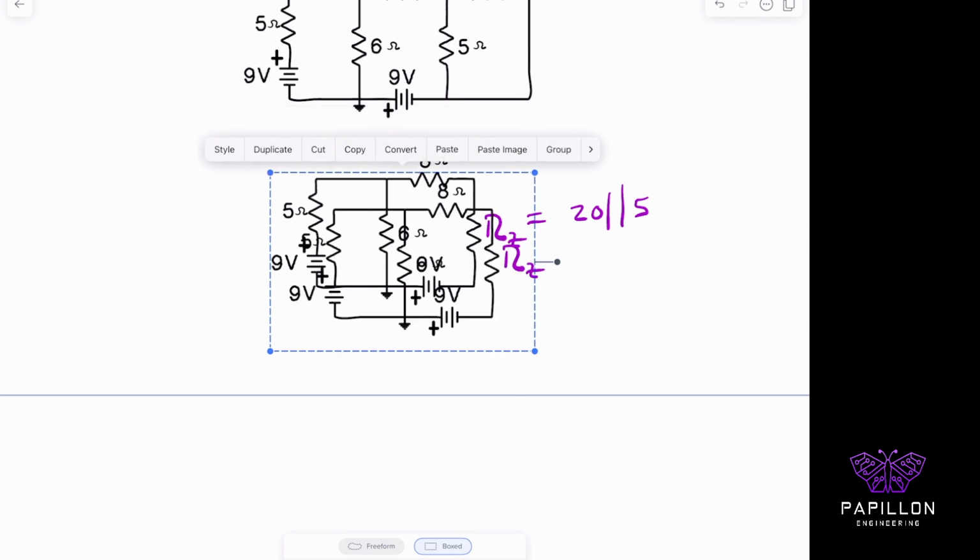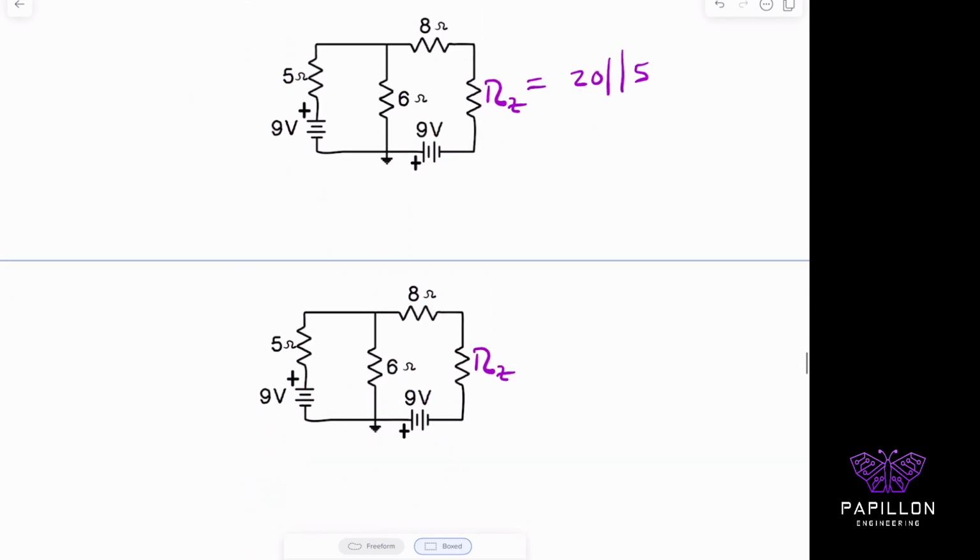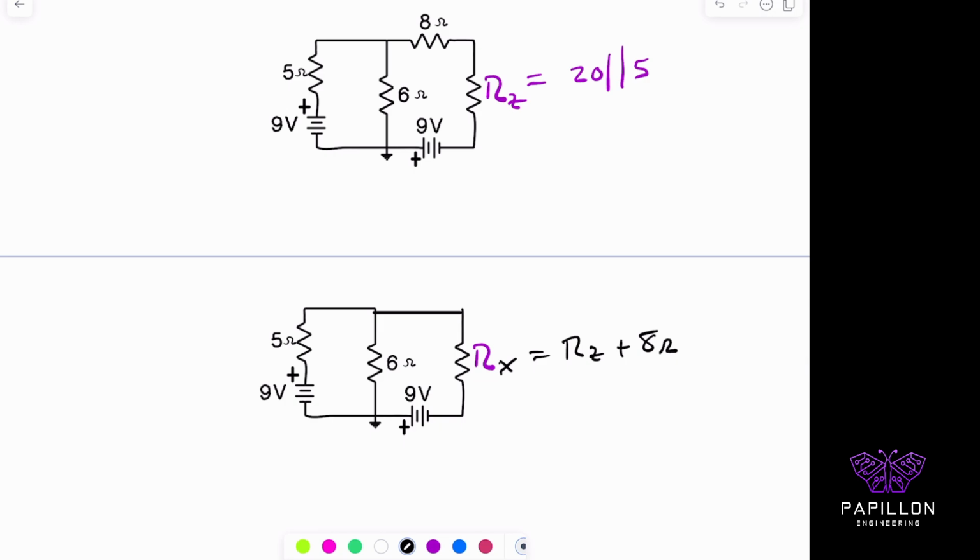I'm going to duplicate this one more time, and I could perhaps simplify this, and I'll call this one here, running out of variable names. We'll delete some stuff so you can see it more clearly. So I could simplify it again, where maybe I'll call this Rx, and that's going to equal RZ plus the 8 ohm resistor. So this is equivalent to the 20 ohms in parallel with the 5 ohms, plus 8, which is what we expect our new temporary resistor Rx to be.